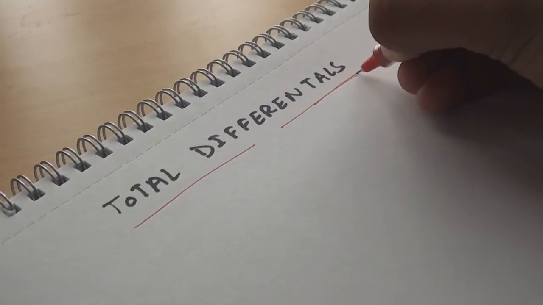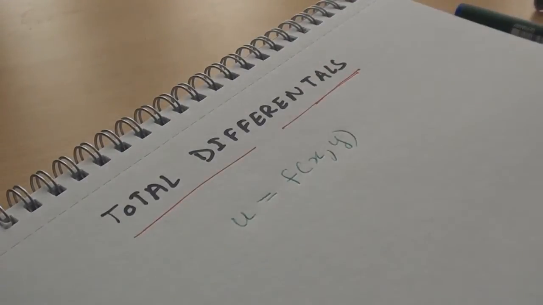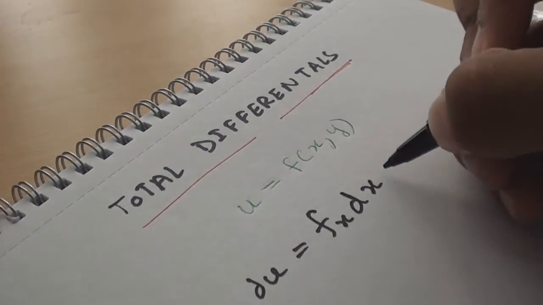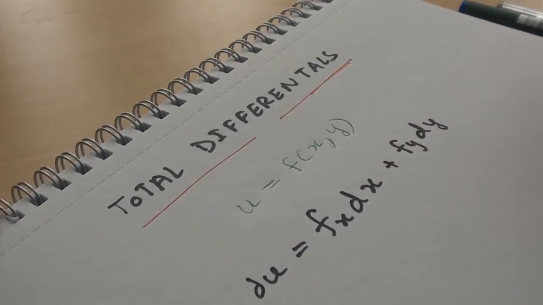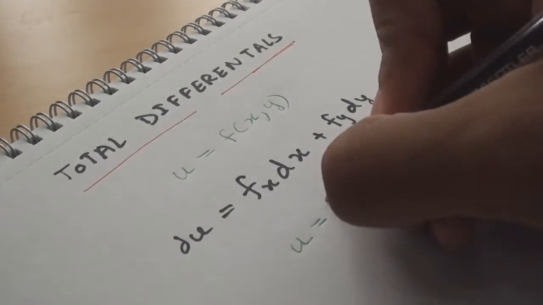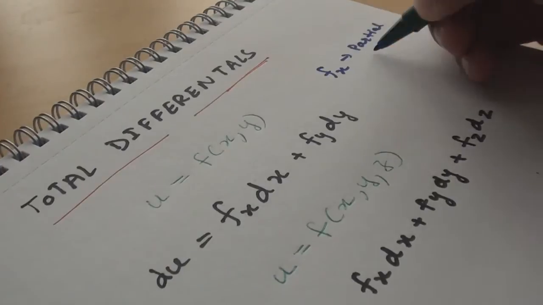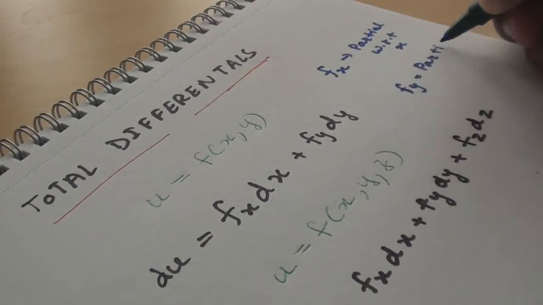Total differentials. Totally. Consider a function of x and y, u. The total differential du is given by the sum of fx dx and fy dy. Similarly, for more than two independent variables, the total differential is so. Remember, fx is the partial with respect to x and fy is the partial with respect to y.